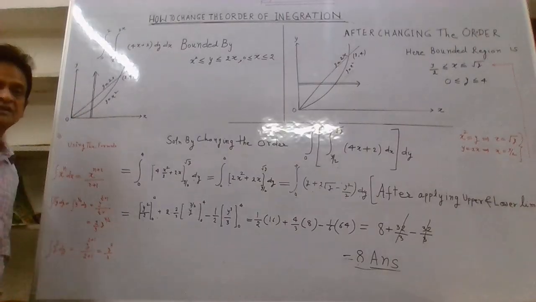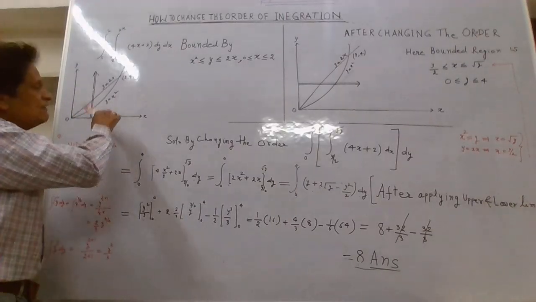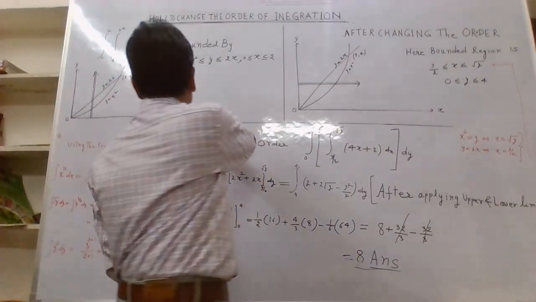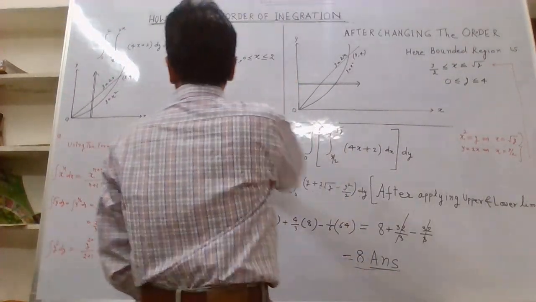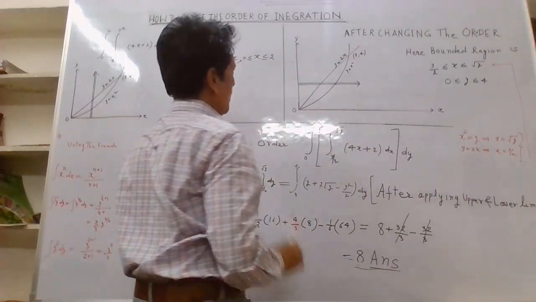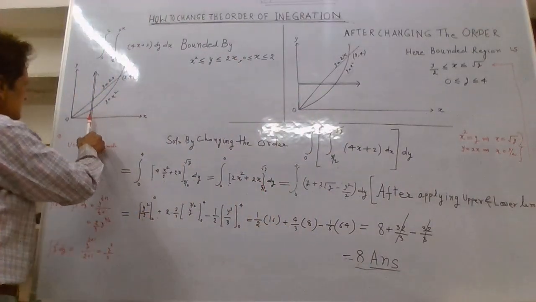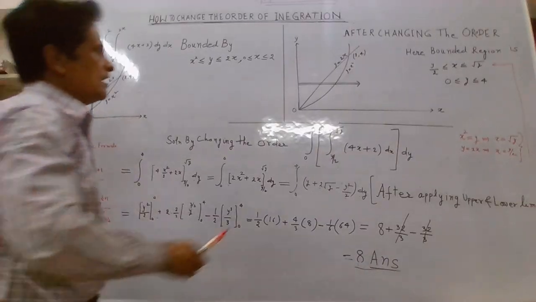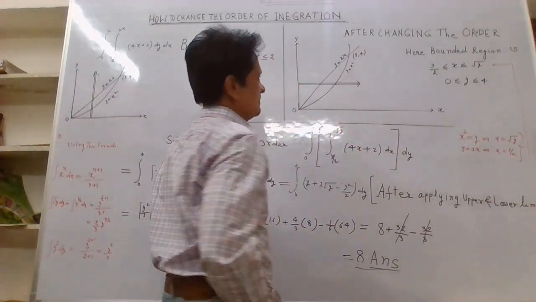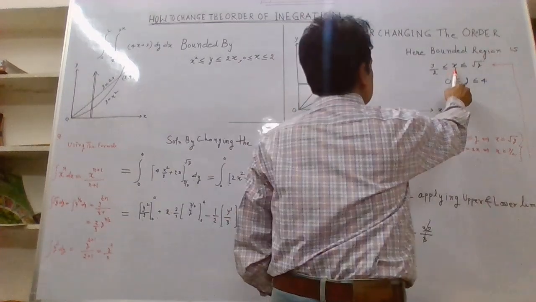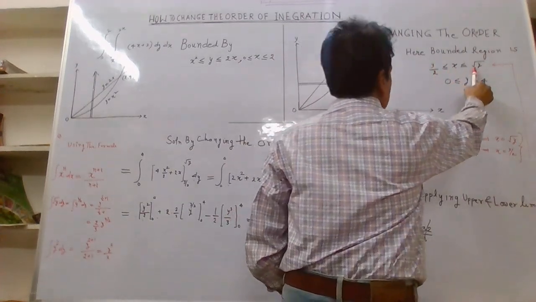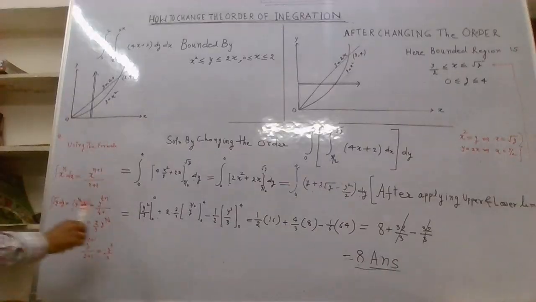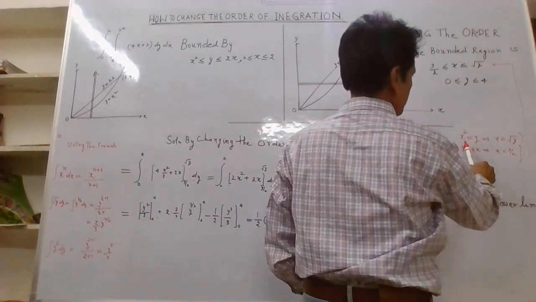We shall not integrate this one, but we will change the order of integration and then integrate. So in the changed diagram, the diagram remains the same. The only change is that previously the strip was parallel to the y-axis, and here the strip is parallel to the x-axis. So the limit of x is between y by 2 and under root y, which is obtained using the formula here.